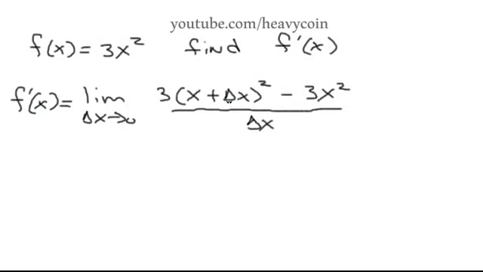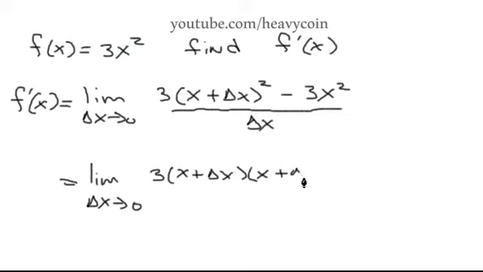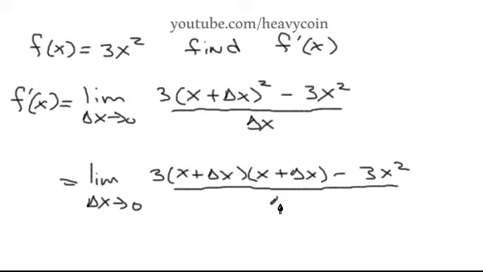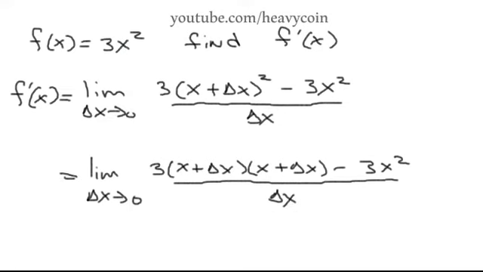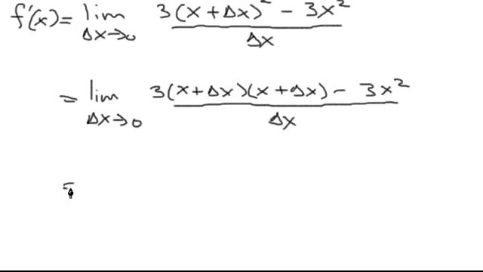So now what we're going to do is simplify this stuff. Alright, so we always have to rewrite our limit. If we don't rewrite this part, you could get it wrong. Okay, so this is 3 times x plus delta x times x plus delta x, minus 3x squared, and that's all over delta x. We must rewrite the limit as delta x approaches 0 every time.